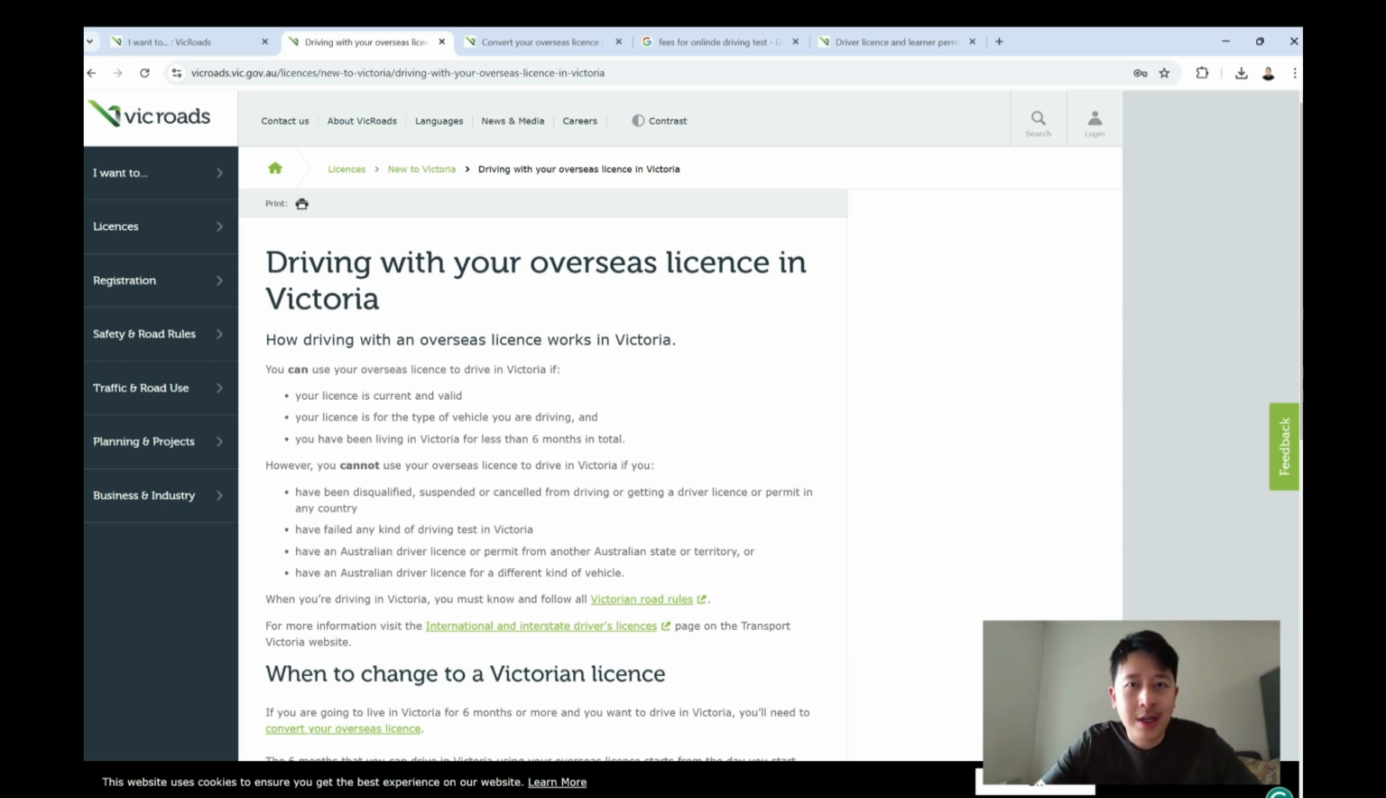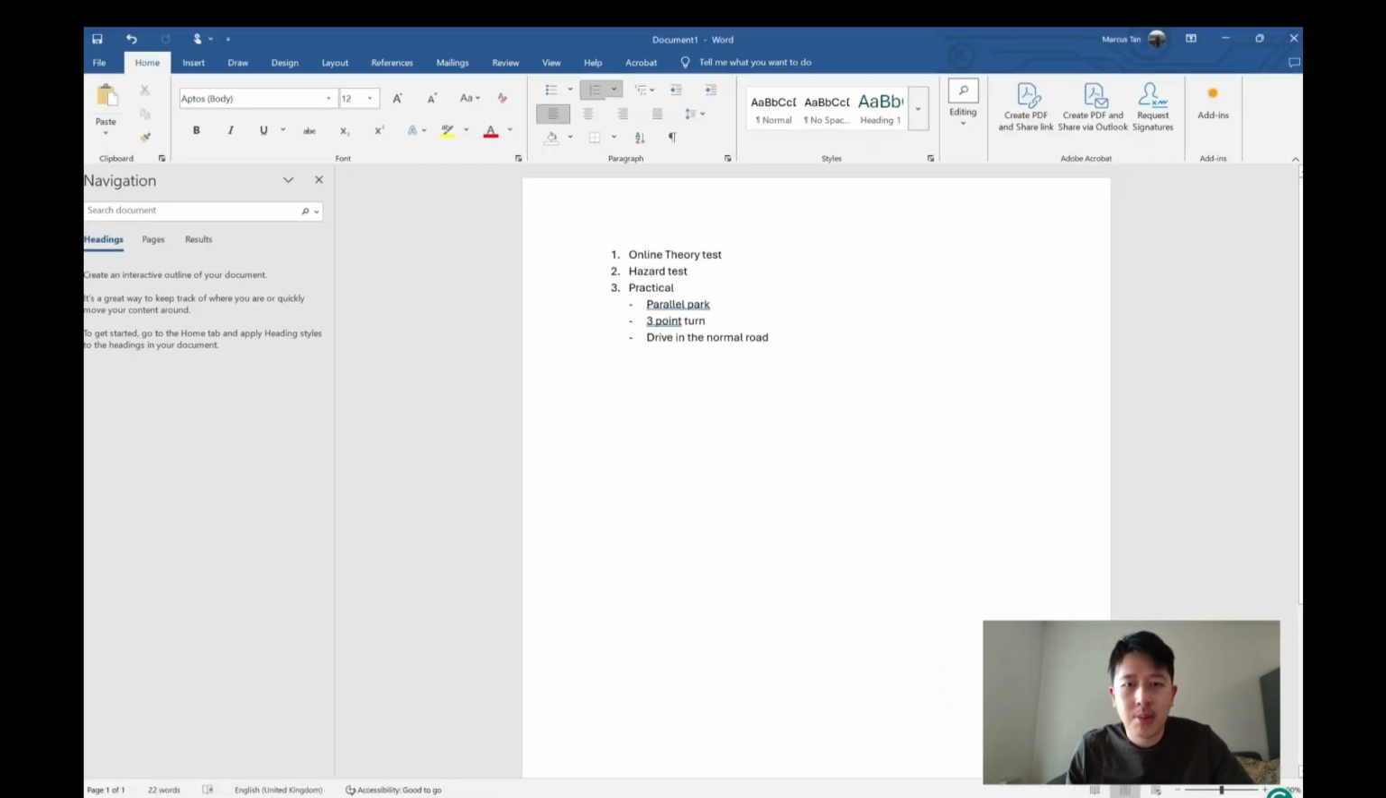The first one is the online theory test. The second one is the hazard test. The third one is the practical test. Basically, it's just these three which you need to complete.